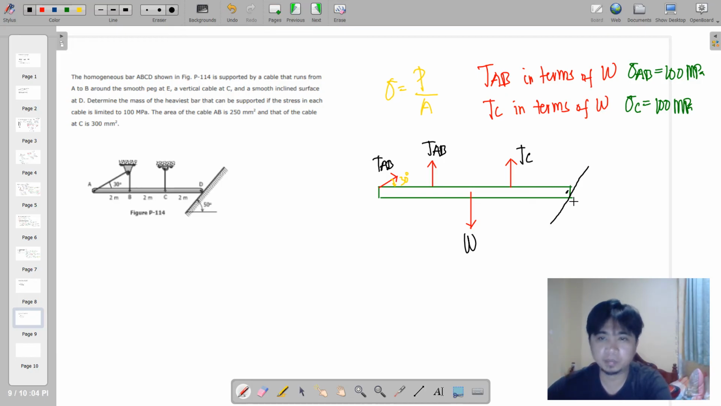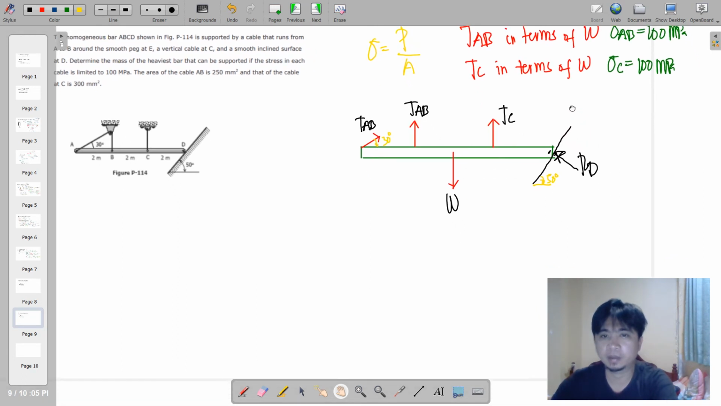Therefore, there will be a perpendicular reaction here at the surface. Say this is reaction at D. And such surface is inclined with respect to the horizontal at 50 degrees. So here we will find a way to express TAB in terms of W and TC in terms of W as well.